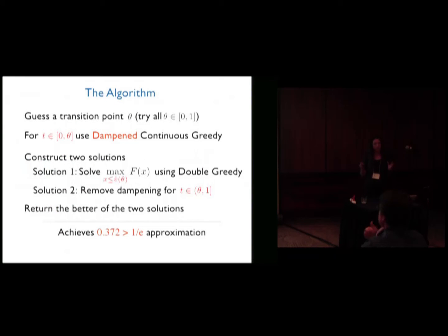Good. So let me conclude by putting these two ingredients together and tell you what the algorithm is. From what we've seen, two things will happen. We'll start dampening our solution, and for a while it will be okay. But at some point, the dampening will hurt us. And at that point, we simply want to solve this unconstrained maximization problem. And this is basically our algorithm. And it achieves an approximation guarantee that is strictly better than 1 over E. And that's all. Thank you.